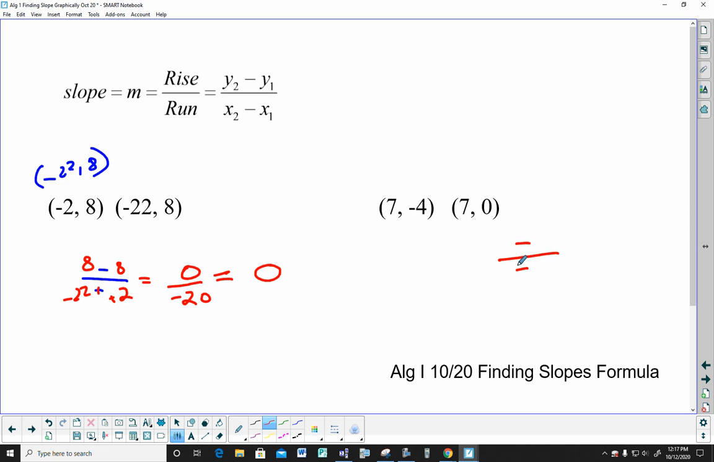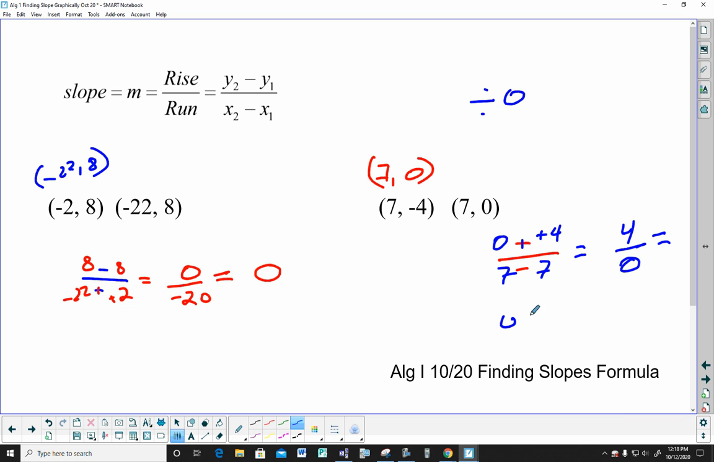Okay, doing this one. 7, 0. Y's on top. 2 negatives to make a positive. X is on the bottom. So that's 4 over 0. Y'all learned a long time ago you can't divide by 0. So the answer to this question is undefined.